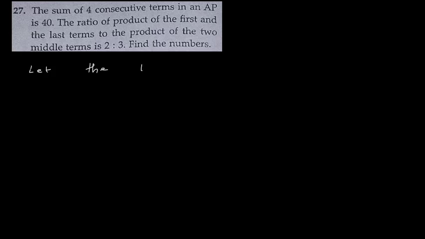the four terms are four numbers. Four terms in AP are: first term I will consider a minus 3d, second term a minus d, third term a plus d, and fourth term a plus 3d. So these are the four terms in AP.